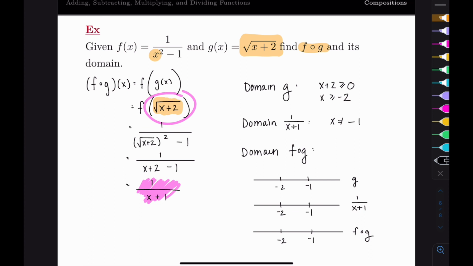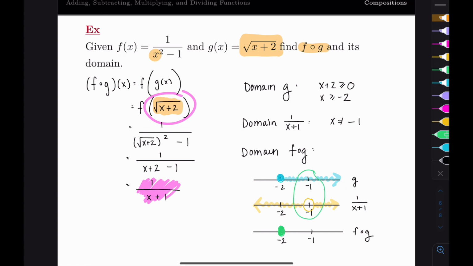First and foremost, for g, the first value I can equal is negative 2, and then we can equal anything to the right. Then when we go to the end expression we got, negative 1 is an issue, but nothing else was an issue. For the composite function, I want what's in common. So both of these values can include negative 2, so I can shade that in.